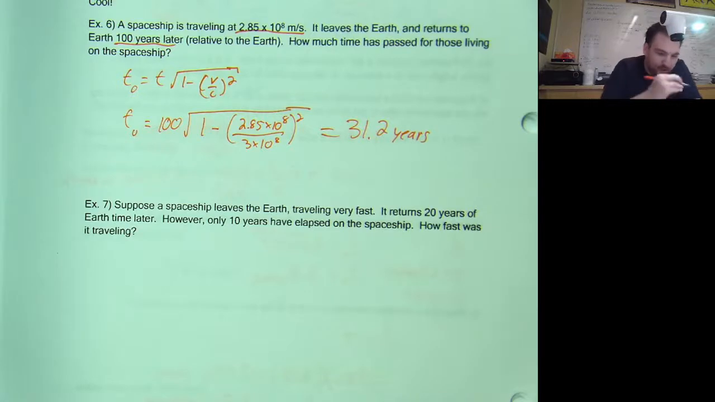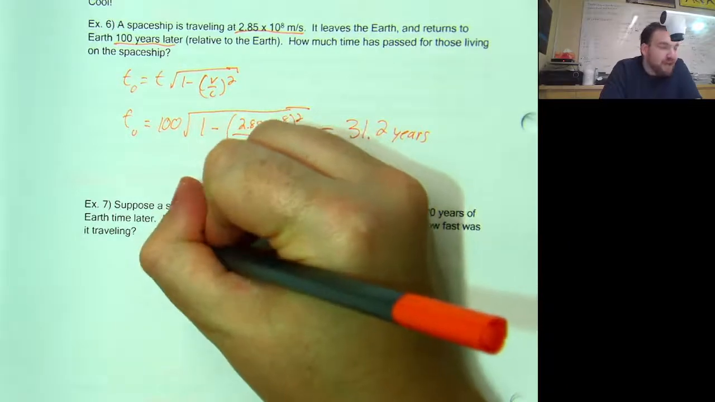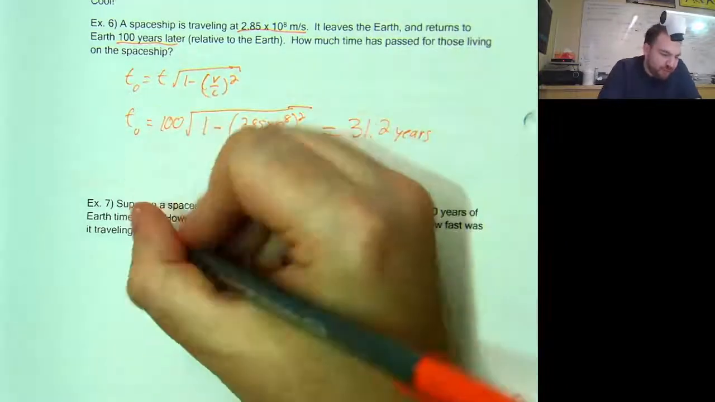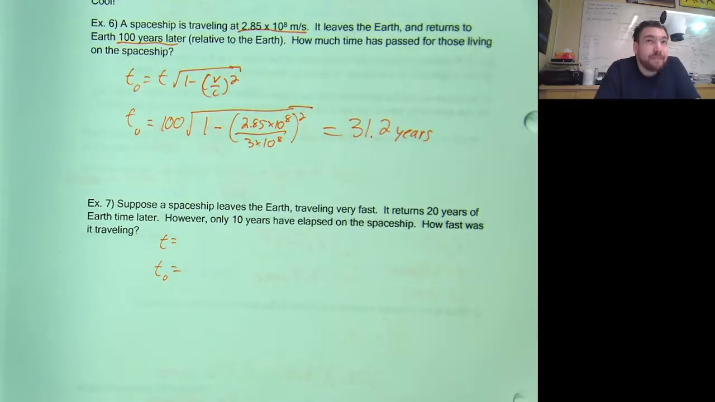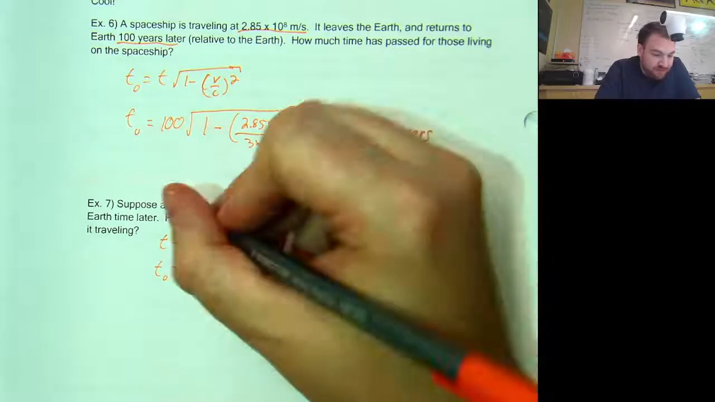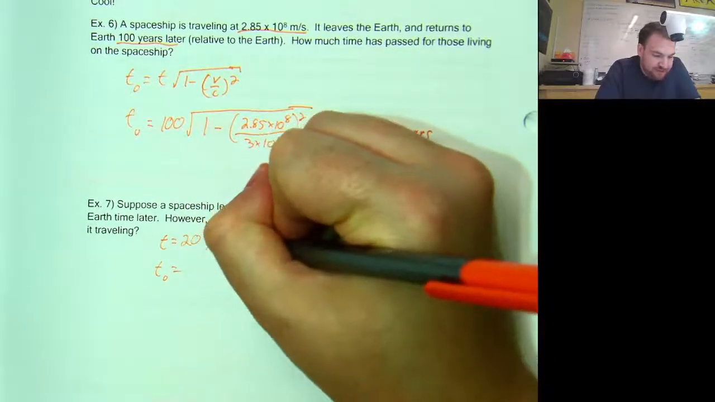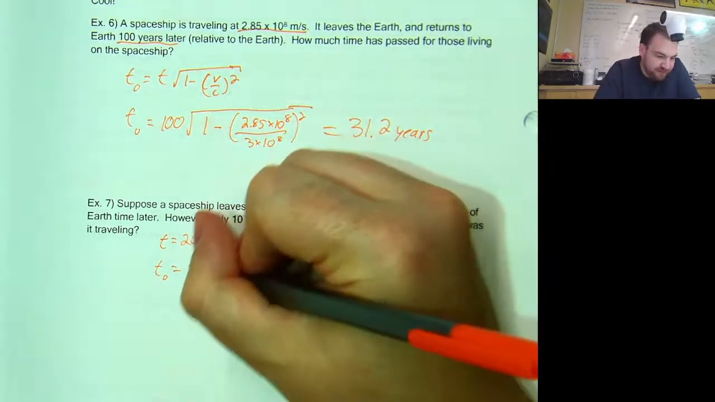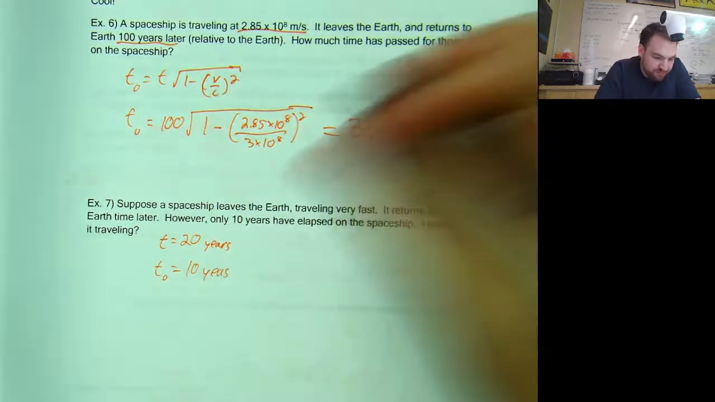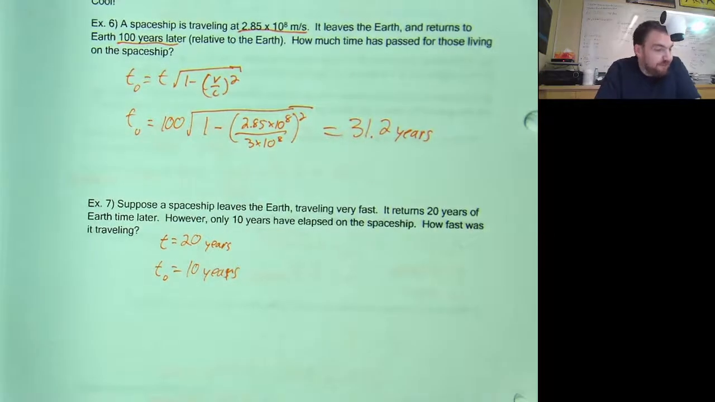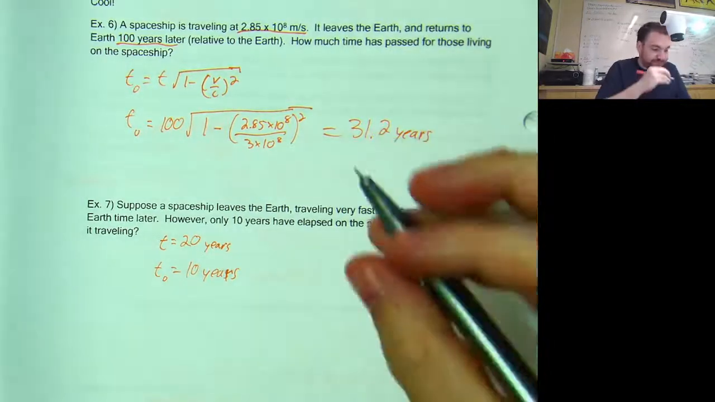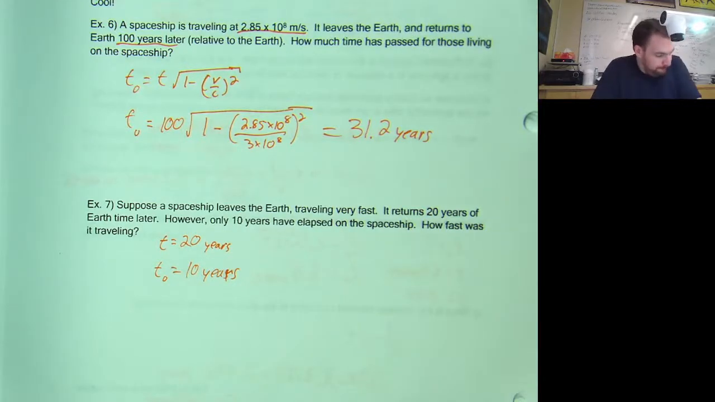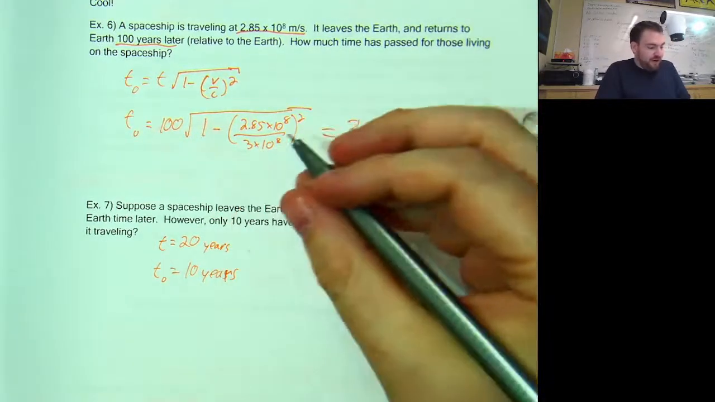Here we go. Assuming nothing weird has happened, we've got T and we have T0. Which one's which? T is 20 years. T0 is 10 years. So basically, how fast must they be traveling to have that time?